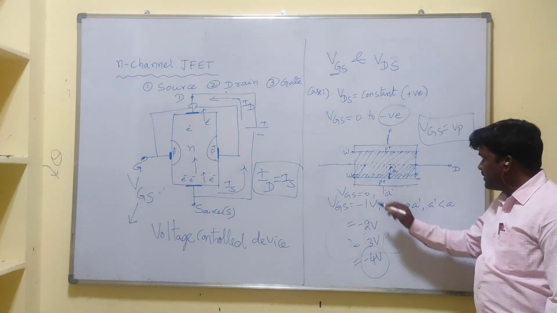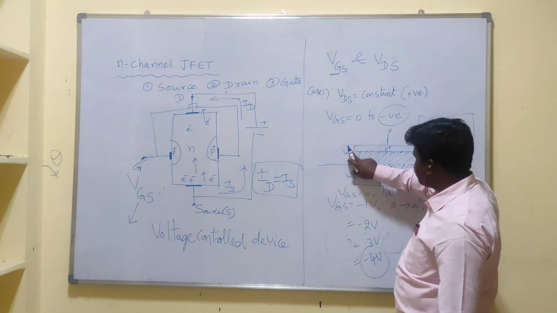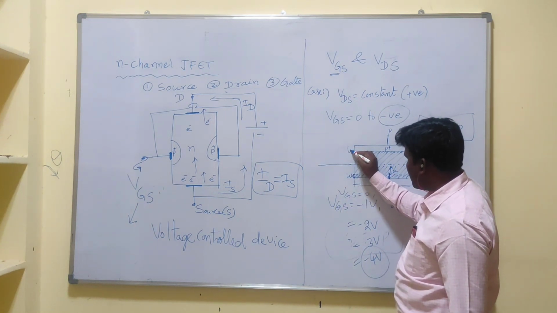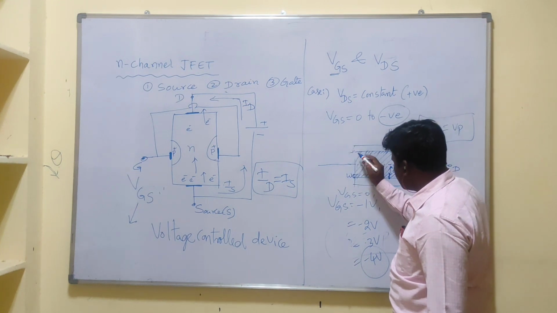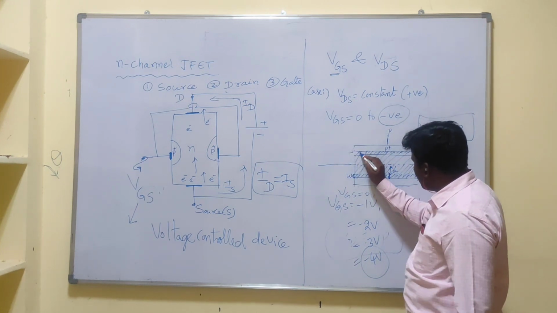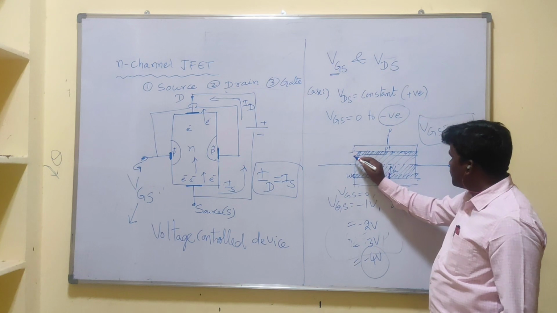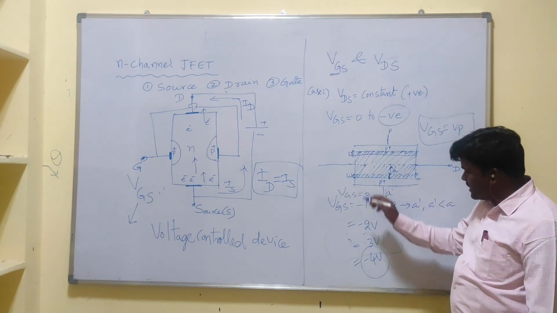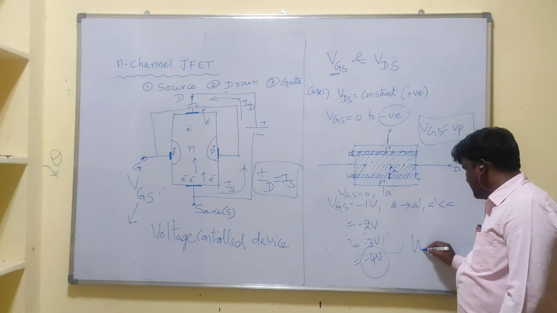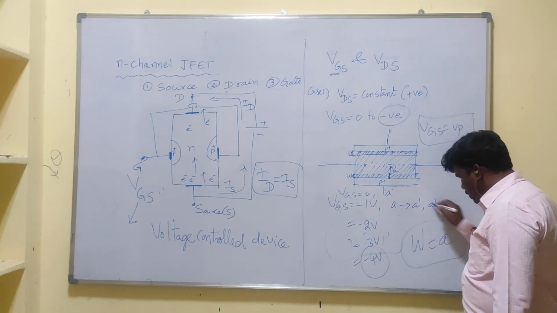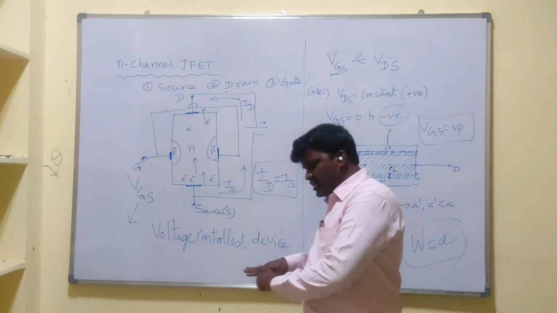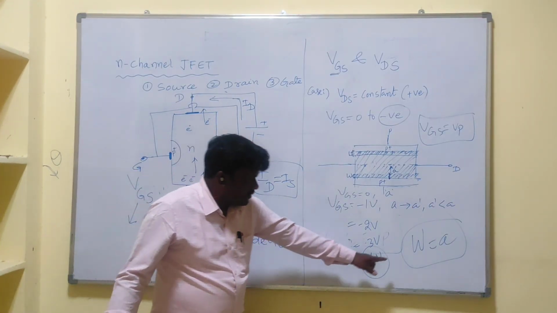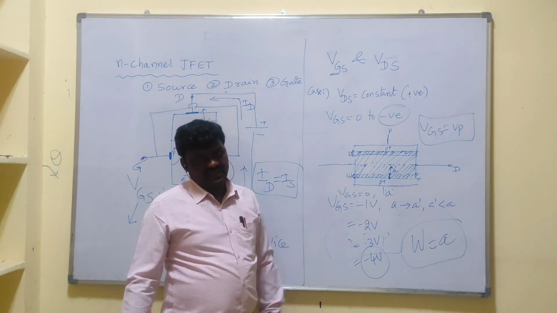In that case, initially we have what? The width of the depletion region is, initially at VGS equal to 0, like this only. And if VGS is increased, the W becomes A. That means it will occupy the full channel. That is, only depletion region.